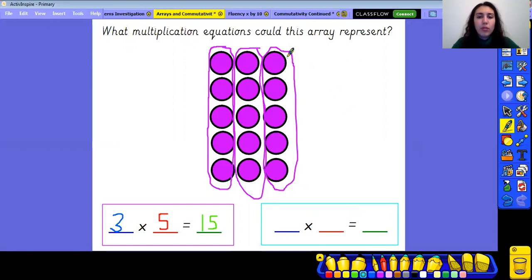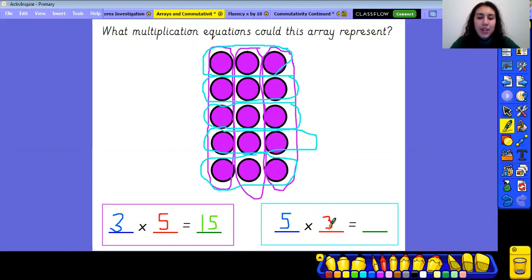Fantastic. So I could also group it going across. So now instead of having groups of 5, I've got groups of 3. So I've got 1 group of 3, 2 groups of 3, 3 groups of 3, 4 groups of 3, oopsie daisy, 5 groups of 3. There we go. So then I would write over here that I've got 5 groups of 3.